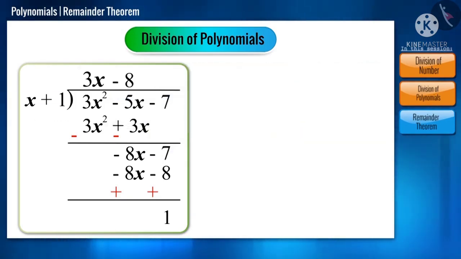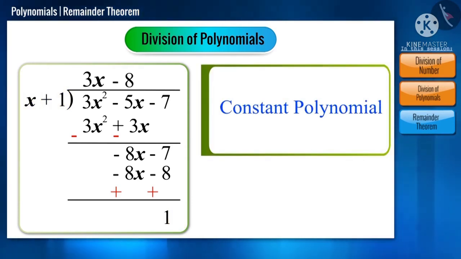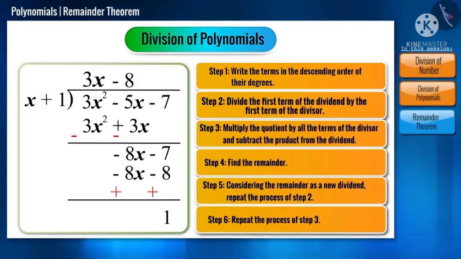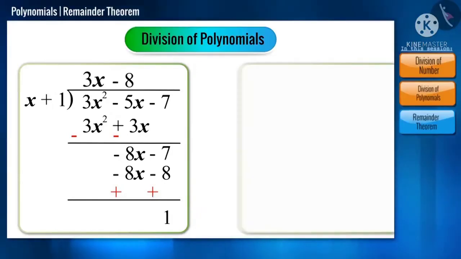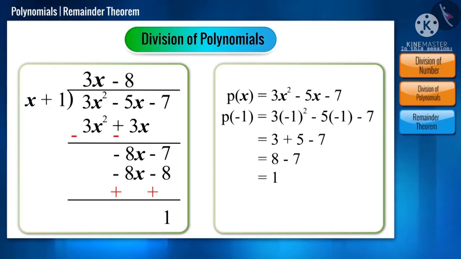Friends, the division process will not be complete till we get the power of the remainder 1 less than that of the divisor. This means if the divisor is a linear polynomial, then the remainder should be a constant polynomial or any number or 0. Now let's find p of minus 1 for the polynomial p of x is equal to 3x squared minus 5x minus 7. We got 1 as the remainder, which is the same as what we got by the division method.